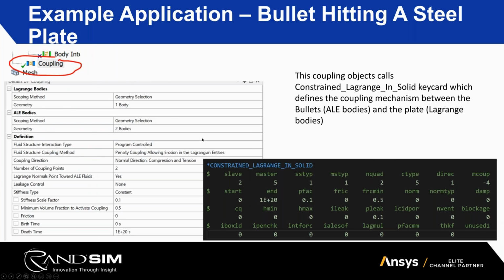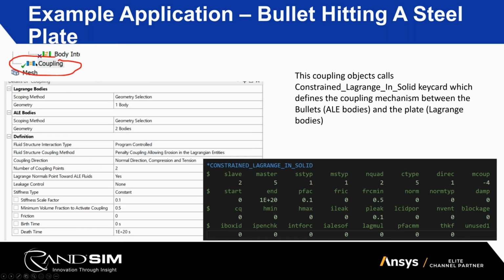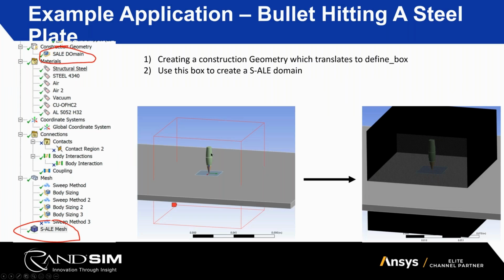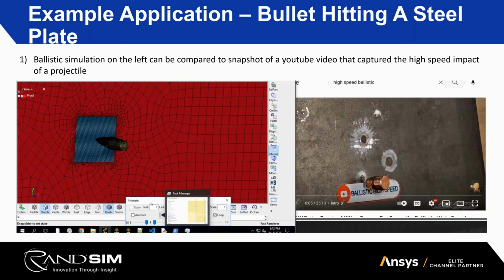And then once you do that, we also want to define the contact behavior between the fluid part, or the Eulerian part, against the Lagrangian part, which is the steel plate. So this coupling object right here creates a constrained Lagrange in solid keyword, I'm sorry, keycard, and that's going to make sure that my projectile parts and my steel plate part, the centerpiece right there, see each other as a contact pair. Which means as the bullet shatters, it's going to see the steel plate and not be able to penetrate it. Okay, and then once you do that, very simple.